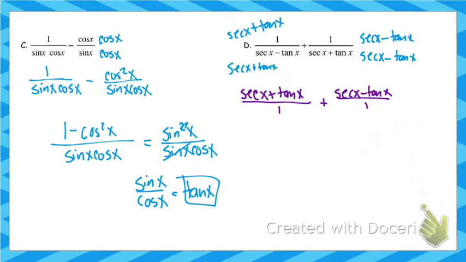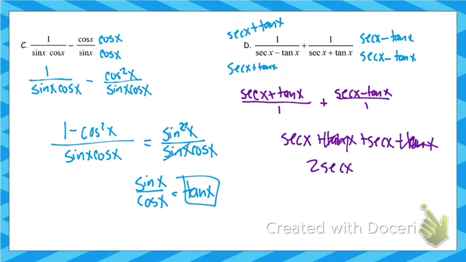So now all I have to do is combine like terms. I have secant plus tangent plus secant minus tangent. Plus and minus go away. I'm left with 2 secants. When you add secant together, it's a secant plus a secant, you get 2 secants. It's not secant squared unless they're multiplied.